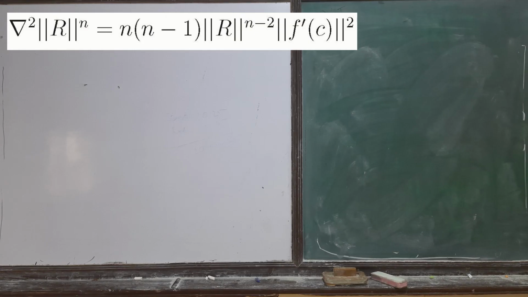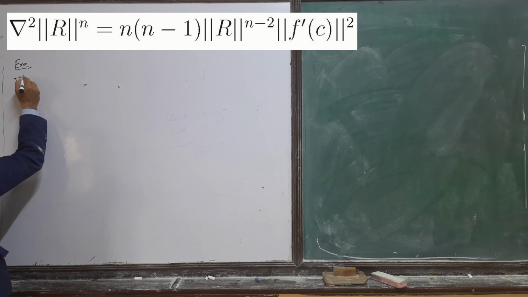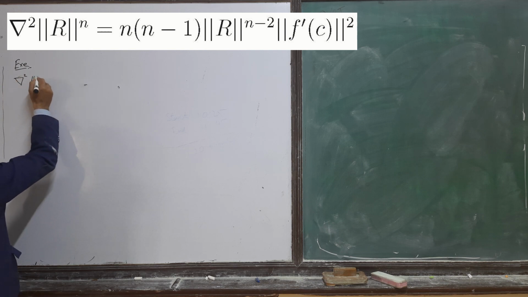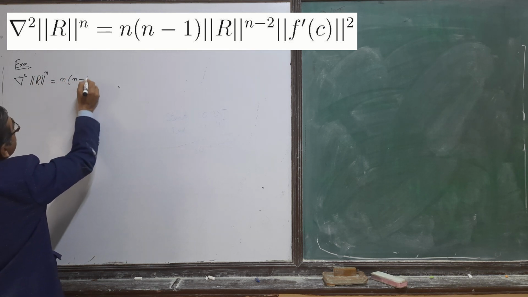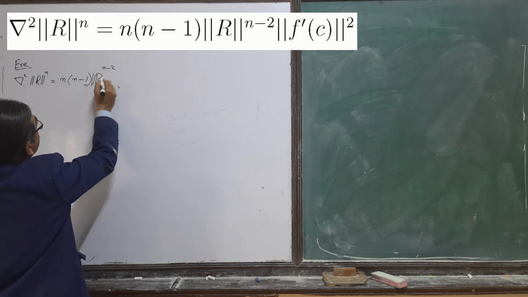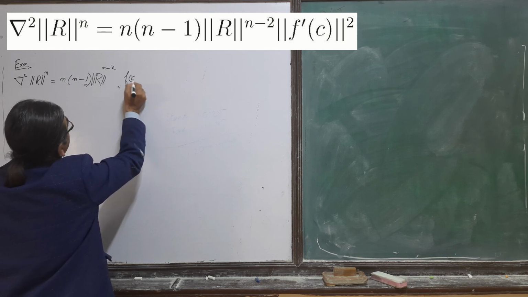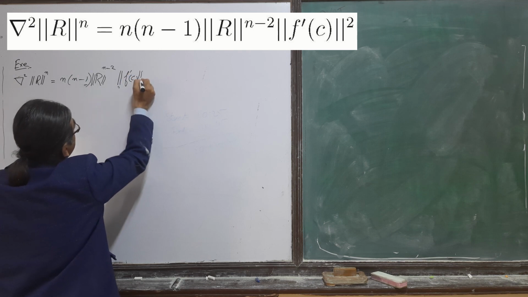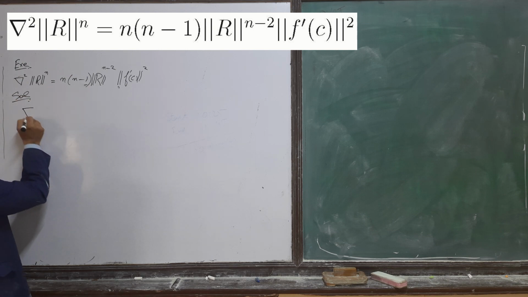Okay, hello. So what was our exercise? The exercise is: del square of r magnitude power n is n into n minus 1, r magnitude power n minus 2, times Fc derivative magnitude square. We have to prove it. Solution. What is the del? Del square is, this is del.